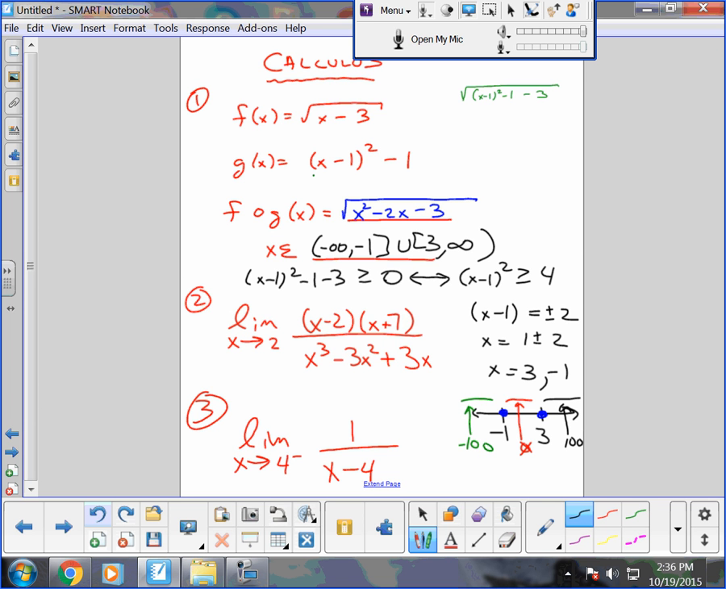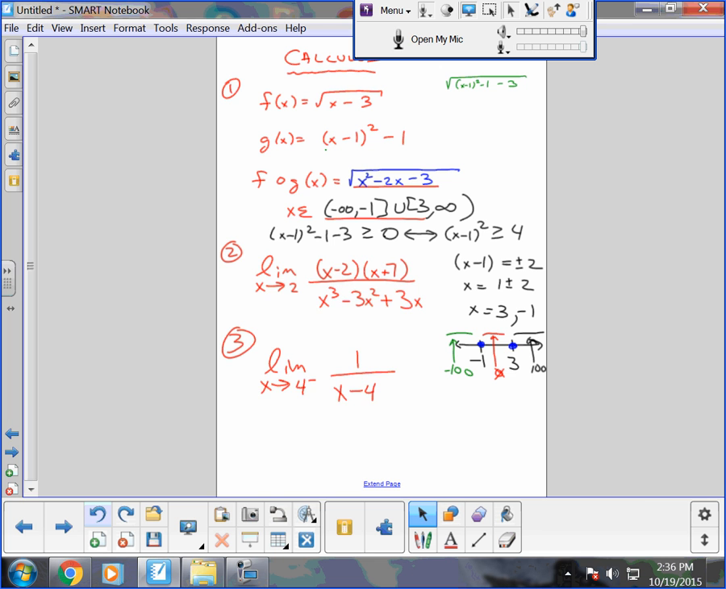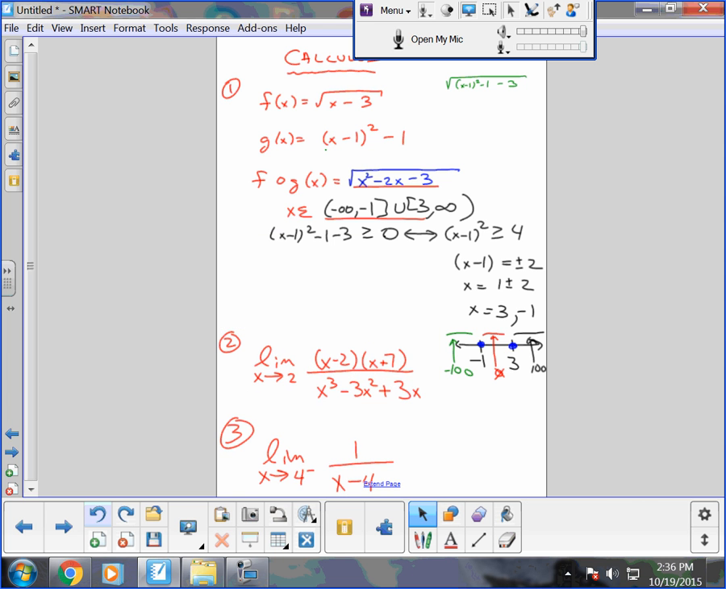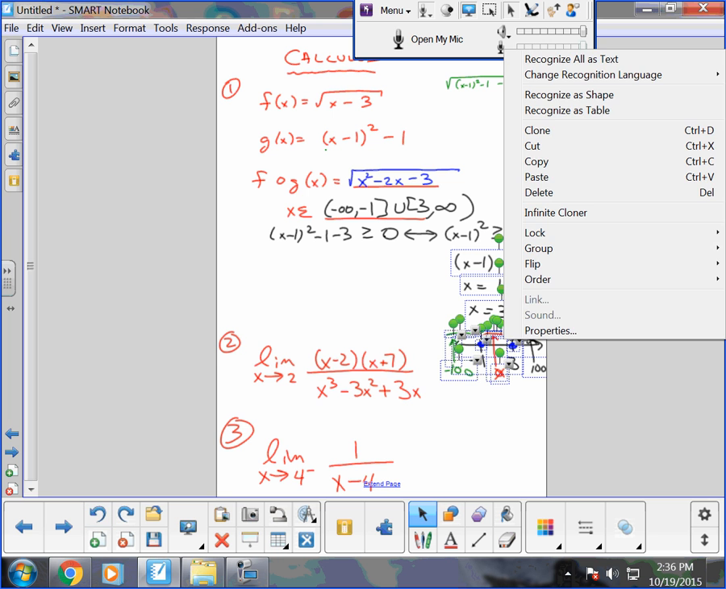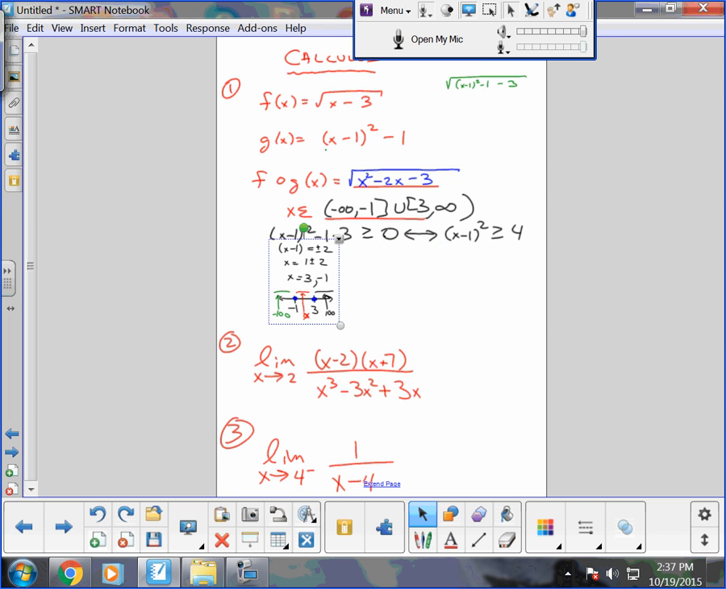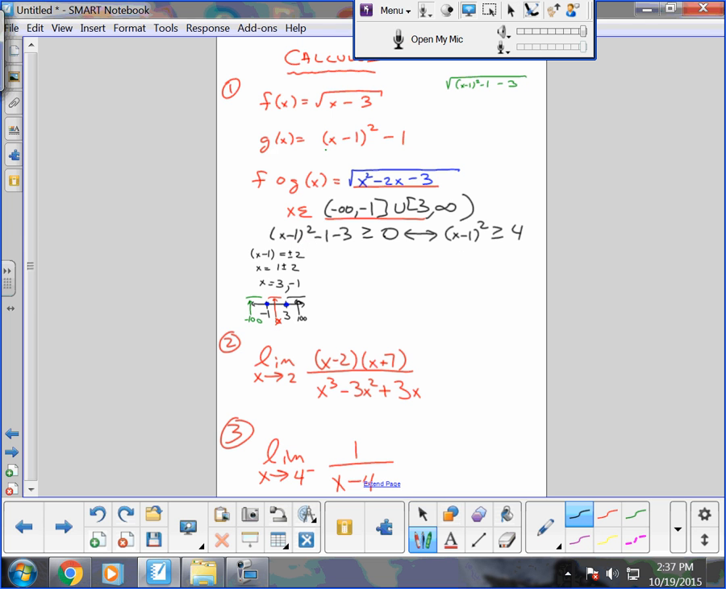I don't like this method. Most students do. I think this method is cumbersome and somewhat ugly. I think the pretty way to do this problem is to understand what each function is doing. And what I mean by that is, does everybody agree that f of x is that function right there?